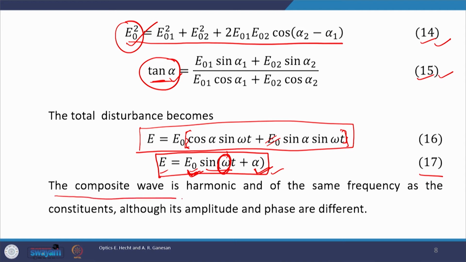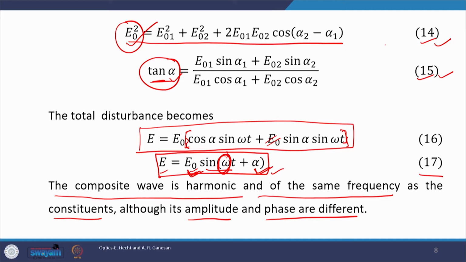The composite wave is a harmonic wave and it has the same frequency as that of the constituent waves, but its amplitude and the phase are different. Yeah, the alpha is different and E naught is different. Yeah, amplitude and the phase are different while omega is the same.